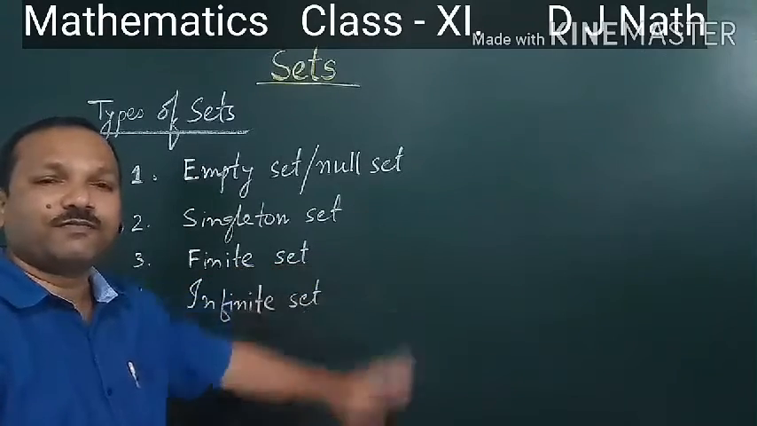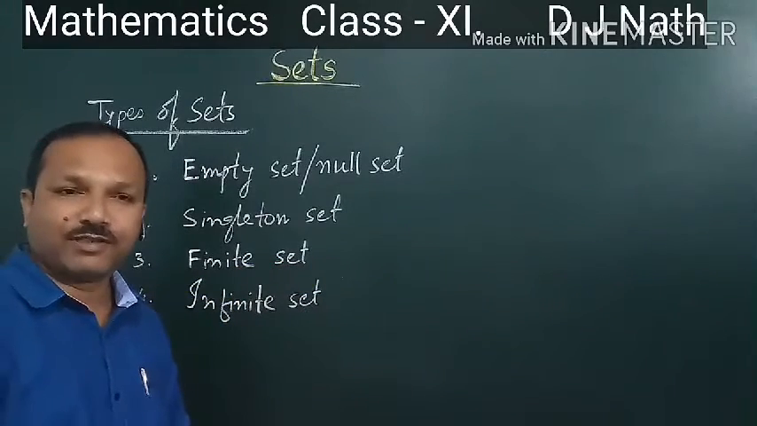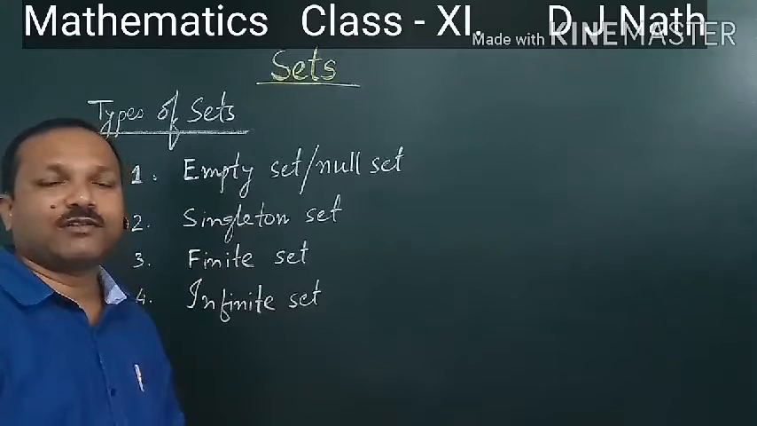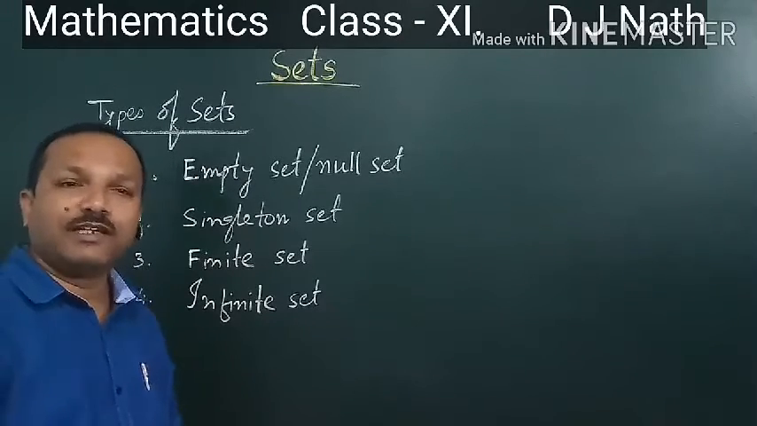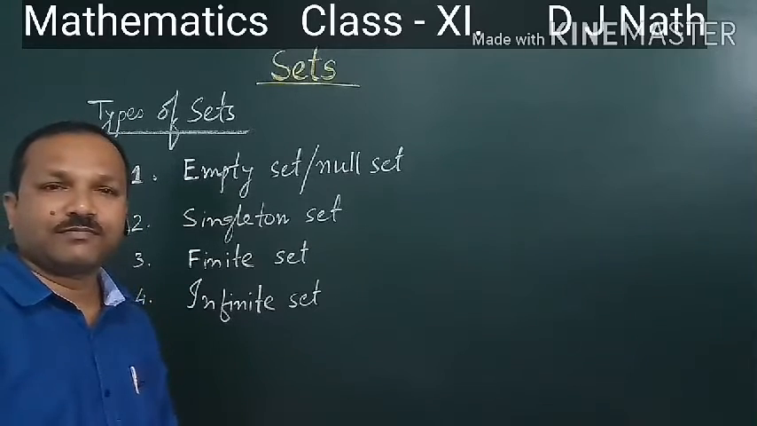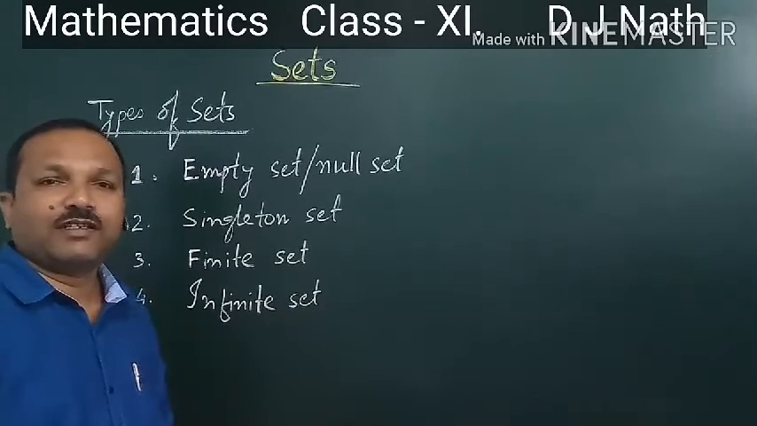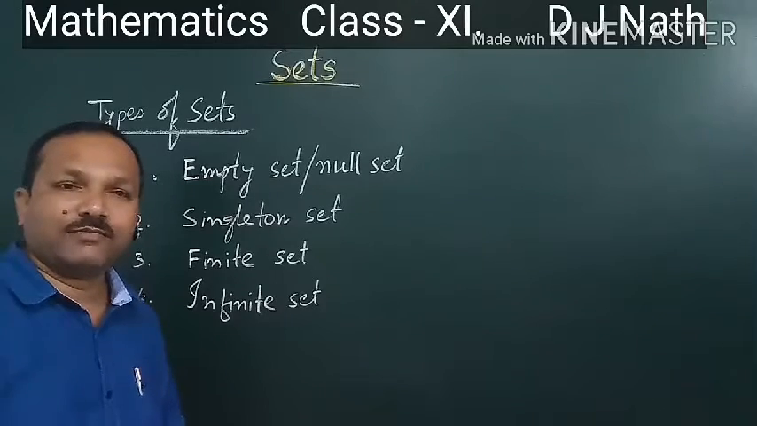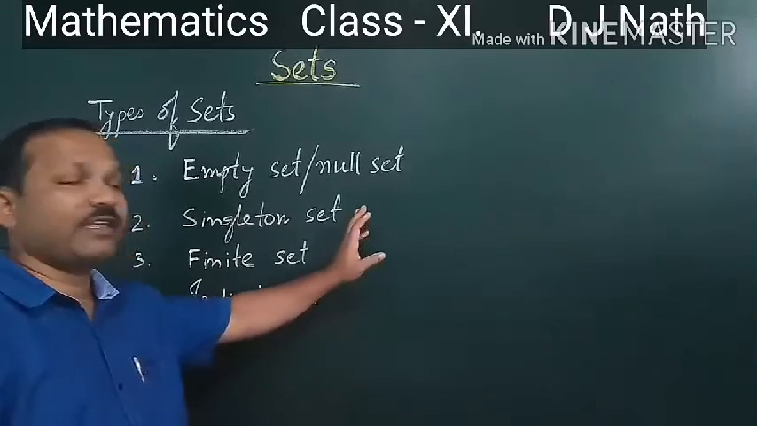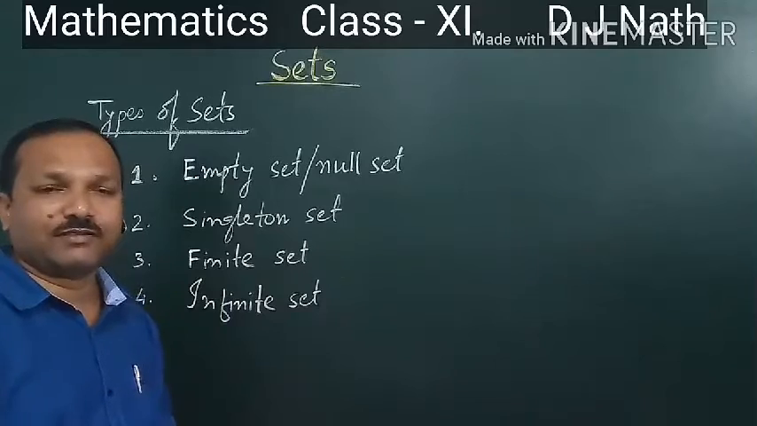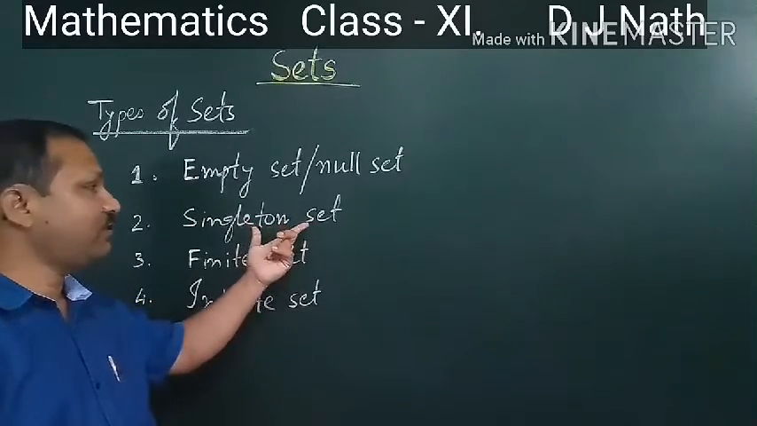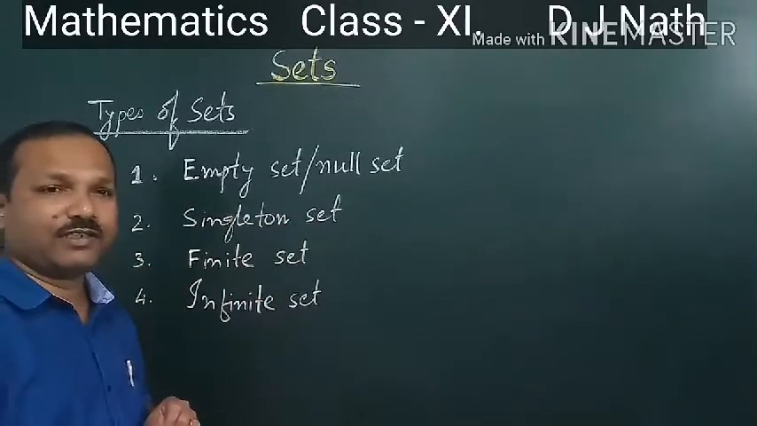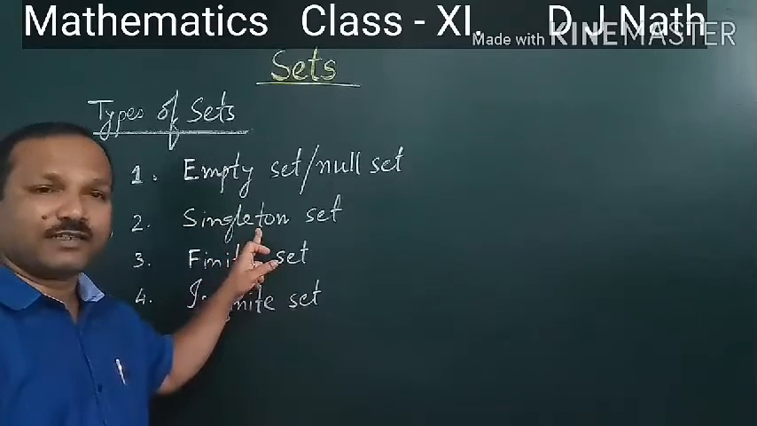A set of even prime numbers. Set of Lady Prime Minister of India. Like that, you can take different examples where there is only one element. Clear? That kind of set is called a singleton set. A set which contains only one element is called a singleton set.